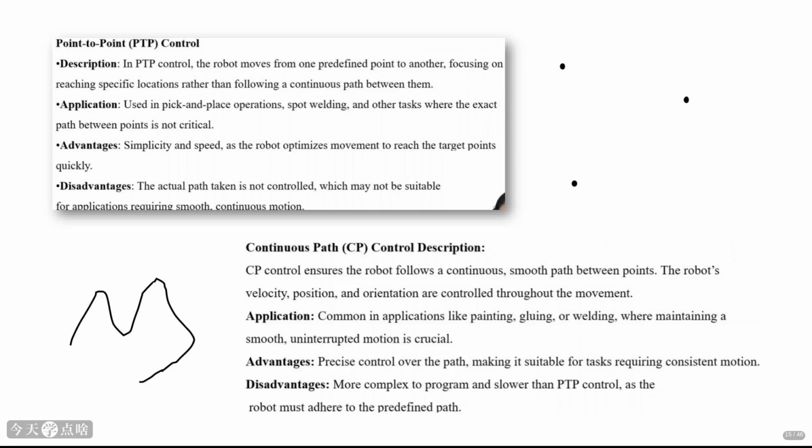Let's break down PTP and CP. Point to point is simple. The robot just needs to get from point A to point B, C, D, etc. The path it takes is secondary. It's fast and efficient for tasks like grabbing a box and putting it somewhere else. The downside is, if you need the robot to follow a specific contour, PTP won't work. Continuous path, on the other hand, is all about the journey. The robot must follow the specified path precisely. Think of a robot arm painting a car door. It needs to stay perfectly parallel to the surface. This requires more sophisticated control and programming, but it's essential for high-quality applications. Choosing the right mode depends entirely on the task.